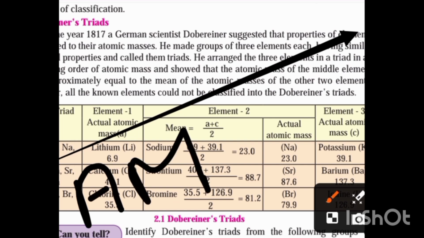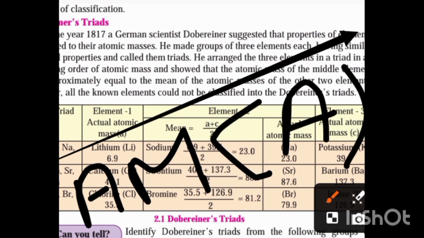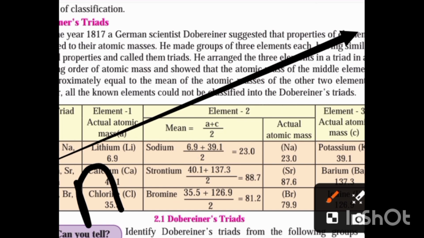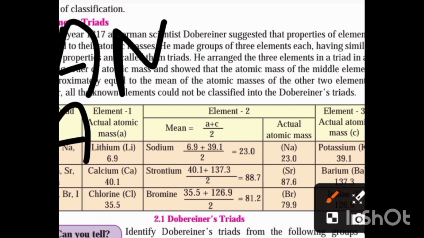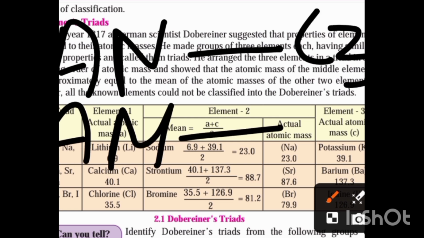What is the symbol of atomic mass? If someone knows, please let me know in the comments. Okay, if you don't know, I'll tell you. The symbol of atomic mass is A. Okay, see, atomic number is different and atomic mass is different. They are two different terms. Atomic number's symbol is Z while atomic mass's symbol is A.